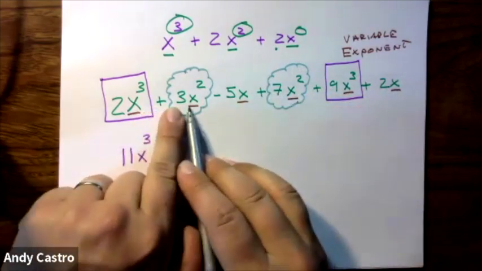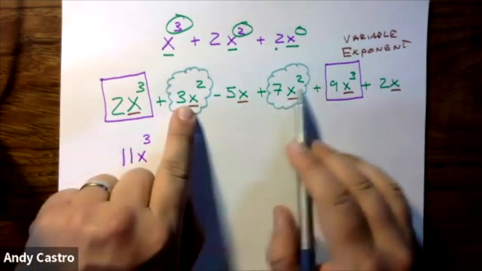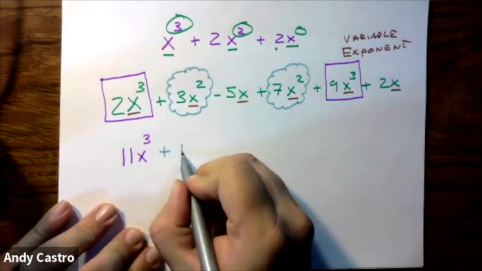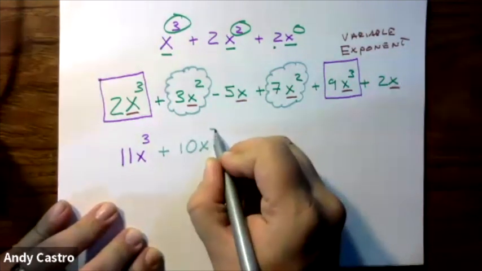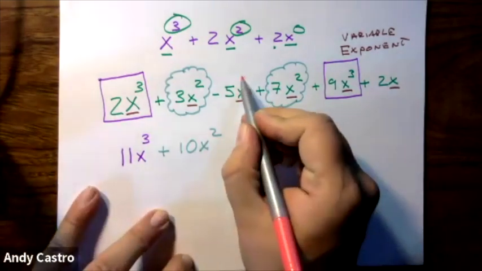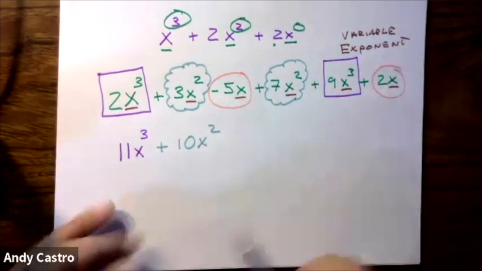All right, I've got a positive 3 and a positive 7, and they both have x squareds. So I can add those two together. Plus 10x squared.